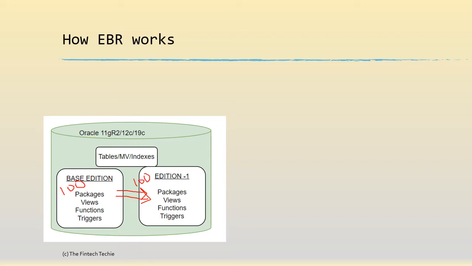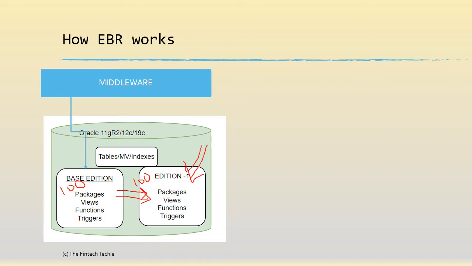So what happens here is that when a middleware is connecting to the database, it will connect to the base edition. In the meantime, you can compile all your packages and make them valid. And once they are valid, you make a switch of the edition and tell the middleware that you are now ready to use edition 1.